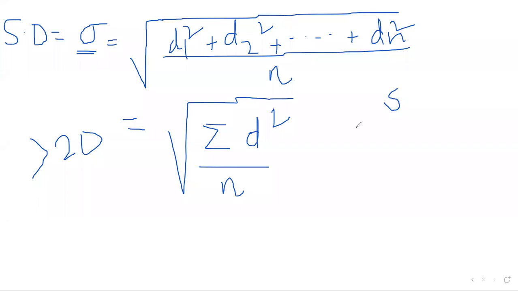Keep in mind that when the number of observations is greater than 20, we use this kind of symbol, and when the observations are less than 20, we use only S. So we also have a formula for S.